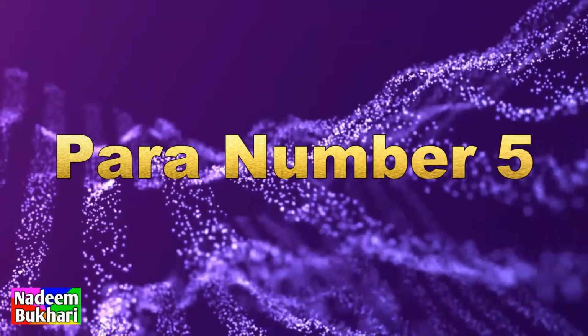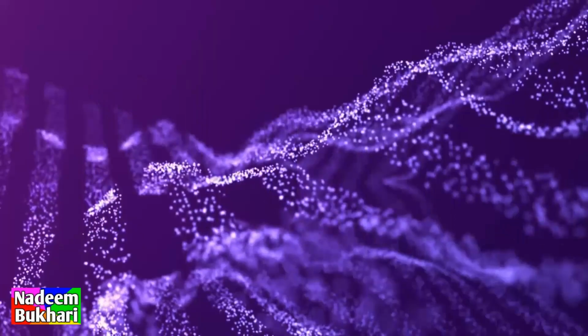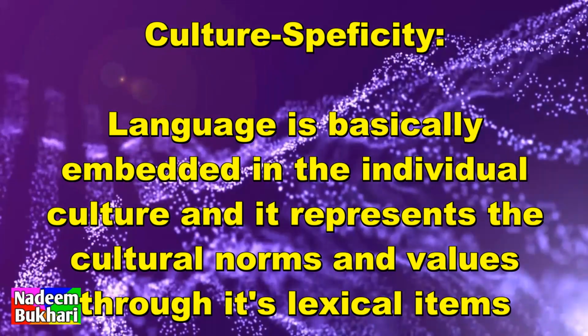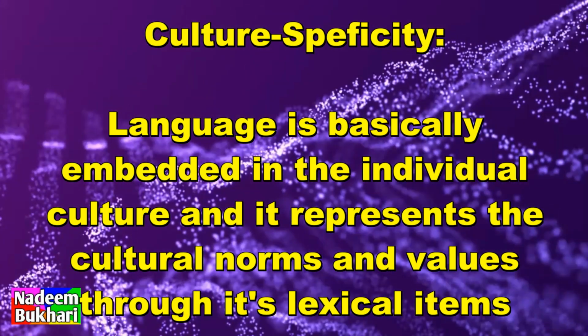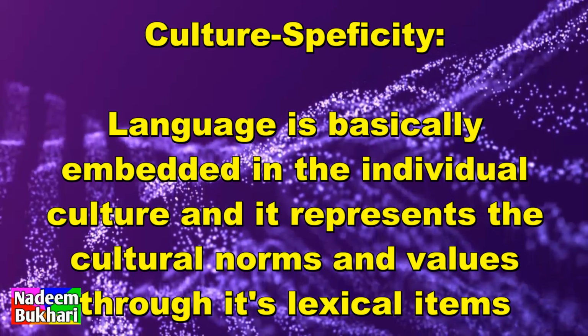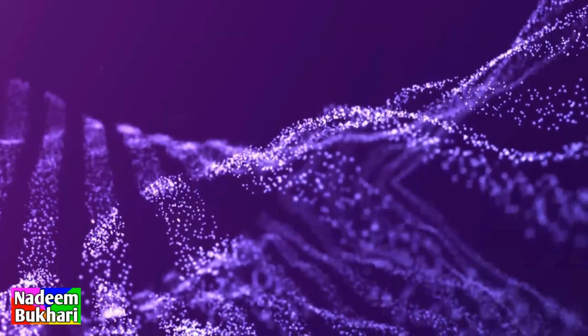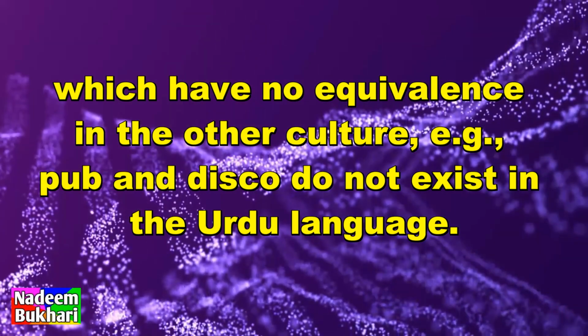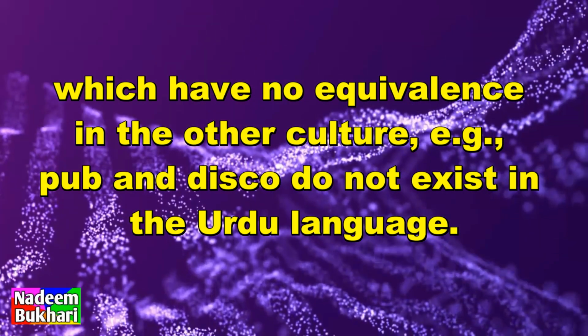Para number 5. 4. Culture specificity. Language is basically embedded in the individual culture and it represents the cultural norms and values through its lexical items which have no equivalent in the other culture, e.g., pub and disco do not exist in the Urdu language.